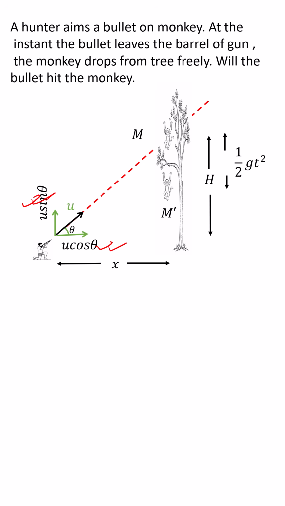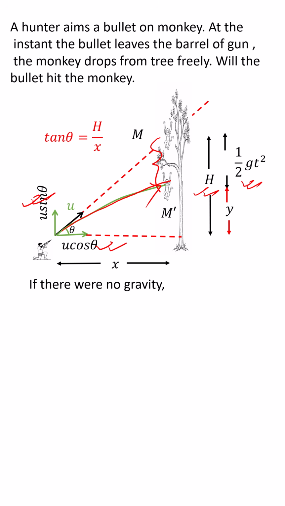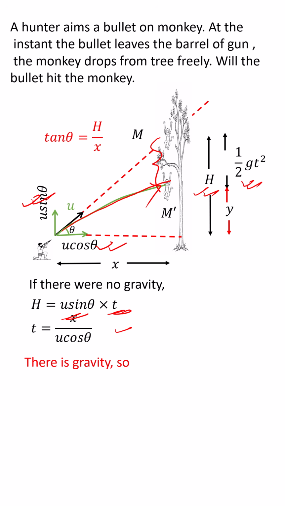Okay, the monkey travels this much distance when bullet is fired. This travels half g t1 square. Okay, the bullet follows parabolic path due to projectile, hitting the monkey. Okay, this is the height of monkey. Okay, if there were no gravity, h equals to vertical velocity into time. That means time equals to this much.